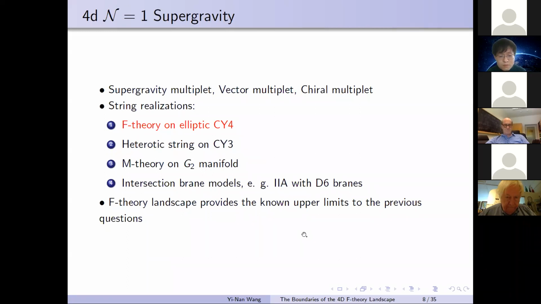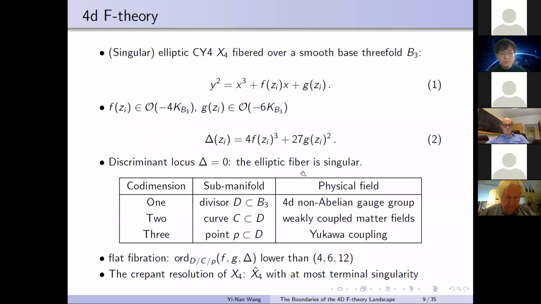So now I'm going to give a brief overview about the setup for the F-theory. The particular geometric object we are going to consider in this talk is a possibly singular elliptic Calabi-Yau fourfold X4 fibered over a smooth threefold B3 in terms of the following Weierstrass model. The functions f and g are holomorphic sections of particular line bundles on the smooth threefold B3.